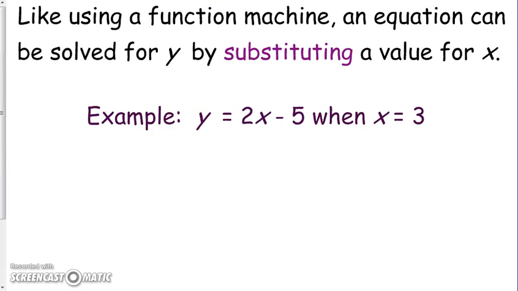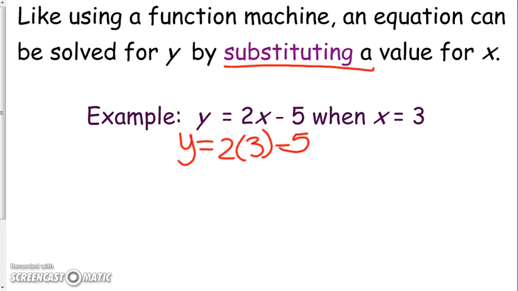Like using a function machine, an equation can be solved for y by substituting a value in for x. And this should be a review of 6th and 7th grade. So when you're given an x value, you substitute it or you plug it in where the x is. So our example, and this should be in your notes, so make sure you are copying along with me, is y equals 2 times 3 minus 5. So y equals 6 minus 5, so y would equal 1.